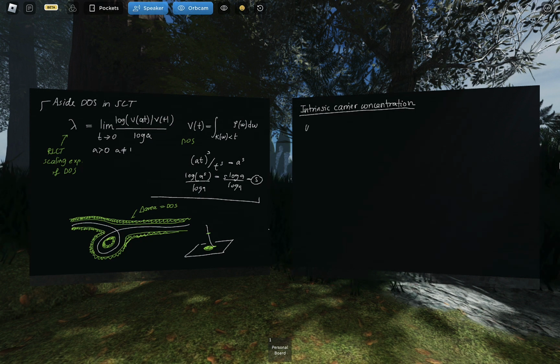Okay, so we assume that epsilon minus mu, same meaning as before, is much larger than kBT. So epsilon here is the energy, mu is the Fermi level. You can think about this as sort of in the middle of the band gap.